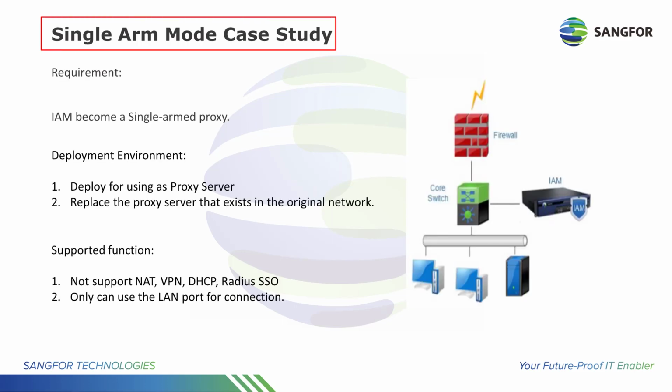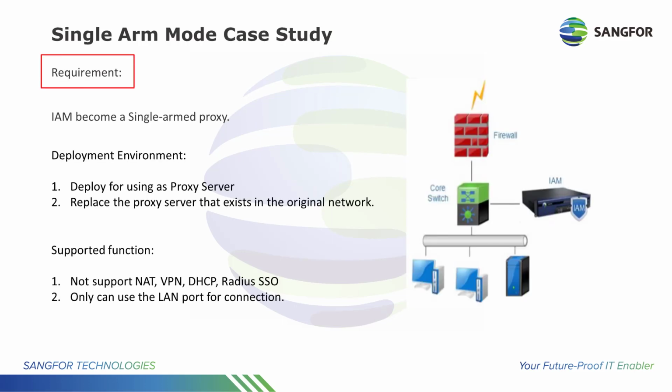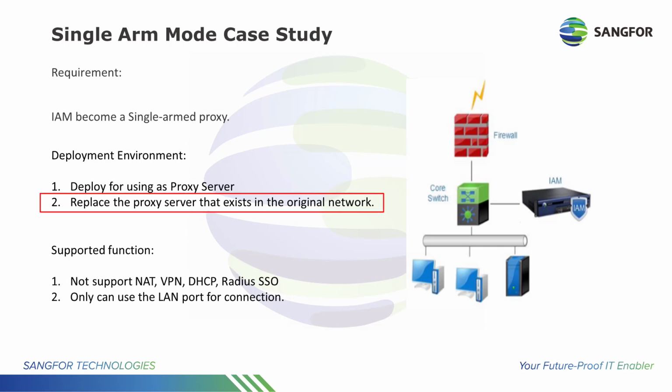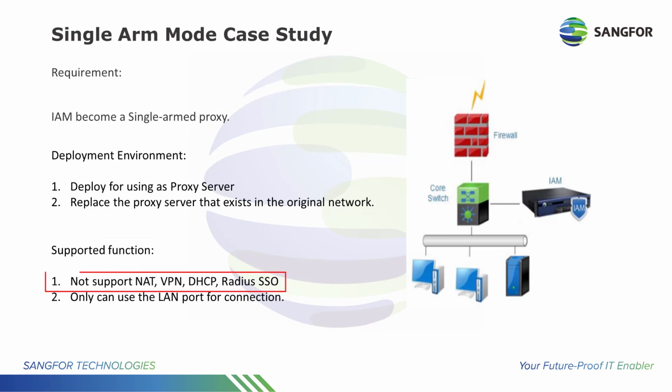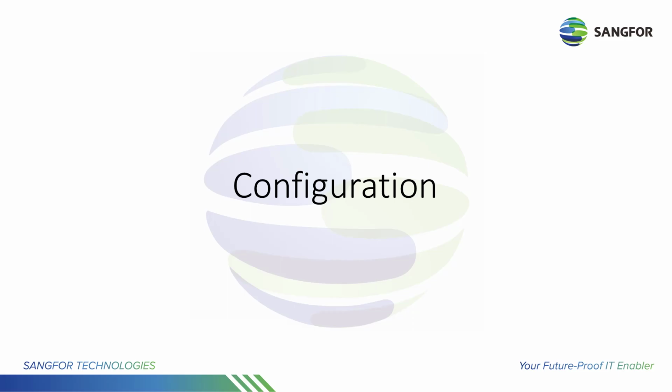Single ARM mode case study. Requirement. IAM becomes a single-armed proxy. Deployment environment. Deploy for using as proxy server. Replace the proxy server that exists in the original network. Supported function. Not support NAT, VPN, DHCP, RADIUS SSO. Only can use the LAN port for connection. Configuration.